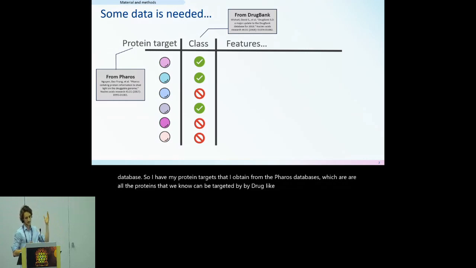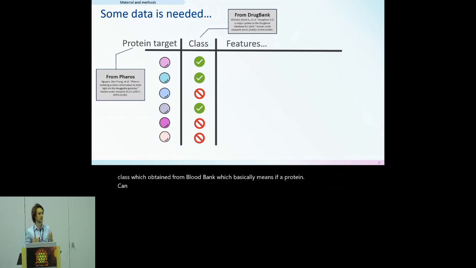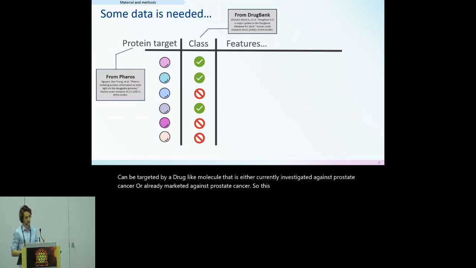And I build their class, which I obtained from DrugBank, which basically means if a protein can be targeted by a drug-like molecule that is either currently investigated against prostate cancer or already marketed against prostate cancer, this protein will be labeled as positive and the other one as negative. And now the goal is to find features for this data set.